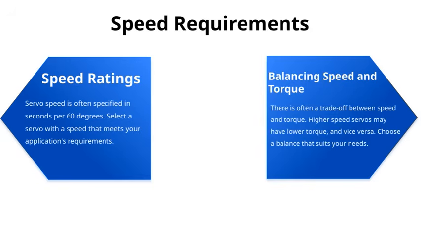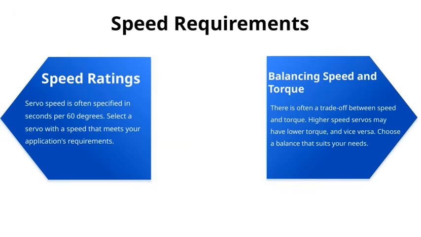Let's take a closer look at speed ratings for servos. When we talk about servo speed, it's usually measured in seconds per 60 degrees of movement. This means if a servo has a speed of, say, 0.2 seconds per 60 degrees, it takes that amount of time to rotate through that angle. Choosing a servo with the right speed is crucial because you want it to meet the demands of your specific application. Faster isn't always better if it doesn't deliver enough torque, but too slow might not be responsive enough for your needs.